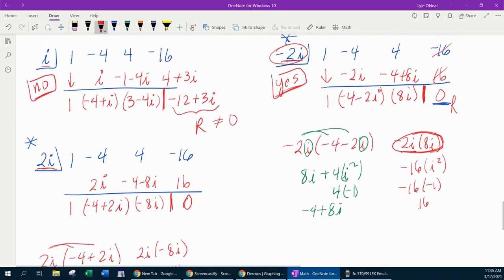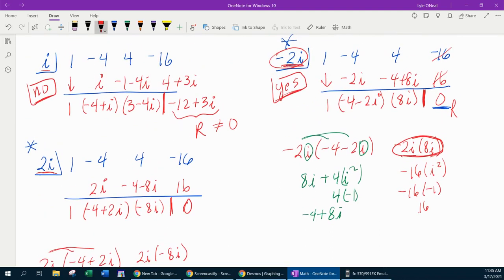So all of that work, just so you know that complex zeros, complex solutions occur in conjugate pairs. And I think I'm going to end on that note, okay? So that's going to do it for this lesson.